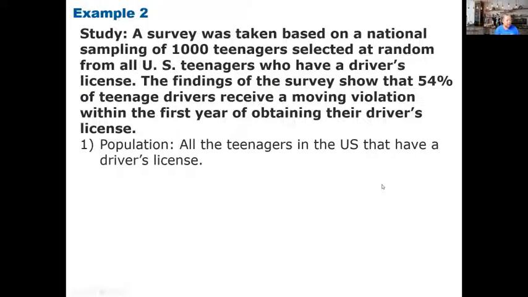Then here, what's the population? All the teenagers in the US that have the driver's license. Okay, then population defined in any teenagers in USA and have driver's license. But they didn't conduct the census for this whole population. They did make samples. So what could be the sample here?